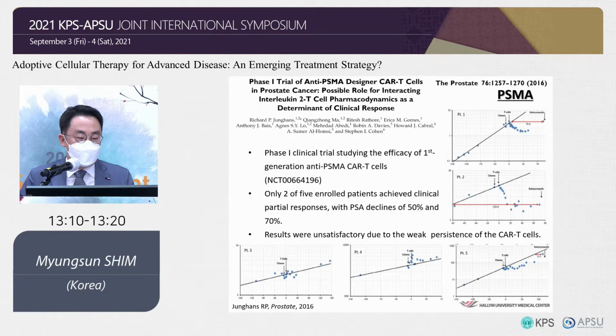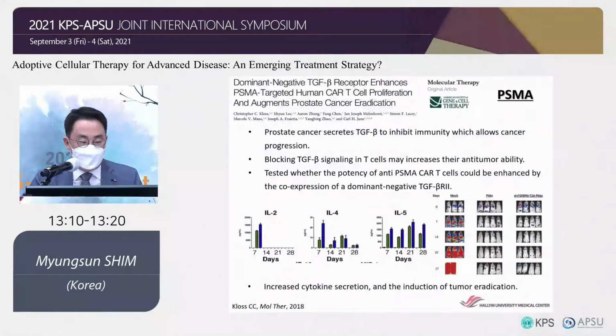However, in this phase 1 clinical trial studying the efficacy of first-generation anti-PSMA CAR T cells, as you can see here, only 2 patients out of 5 enrolled patients achieved a partial response, which showed unsatisfactory results due to weak persistence of CAR T cells.